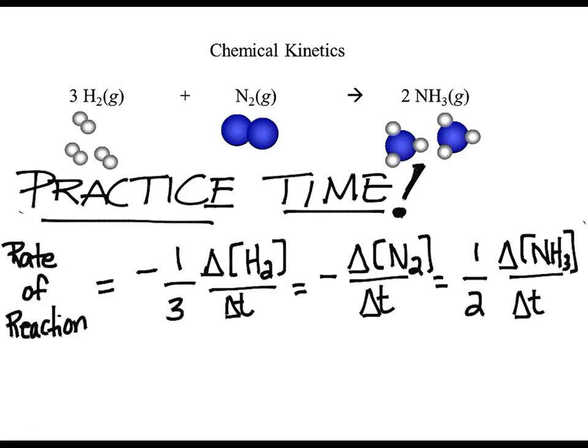Rate of reaction equals. So now our expression with actual numbers in it is -1 over 3. That's because the stoichiometric coefficient in front of hydrogen was a 3. And then delta H2 over delta T, that's the change in hydrogen concentration over time. Or you would also call it the rate of change of hydrogen concentration. And then negative delta N2 over delta T, there's no fraction there because there's no stoichiometric coefficient, it's a 1. And then positive 1/2 change in concentration of ammonia over change in time.